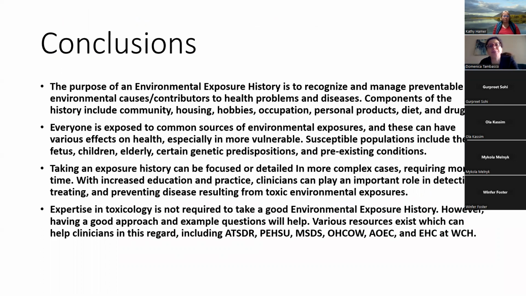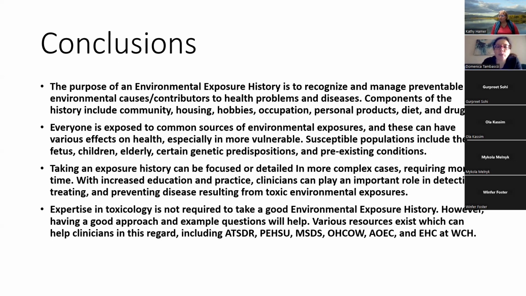So, conclusions. The purpose of the environmental exposure history is to recognize and manage preventable environmental causes or contributors to health problems and diseases. The components of the history include the community, housing, hobbies, occupation, personal products, diet, and drugs. Everyone is exposed to common sources of environmental exposures, and these can have various health effects, especially in more vulnerable populations. These include the fetus, children, elderly, certain genetic predispositions, and pre-existing conditions.